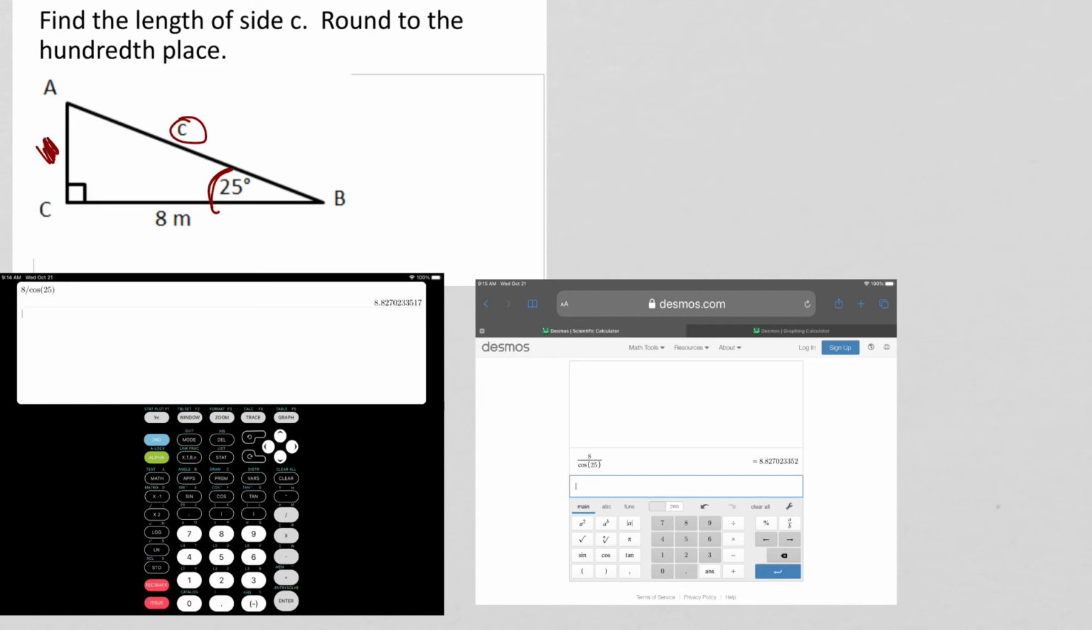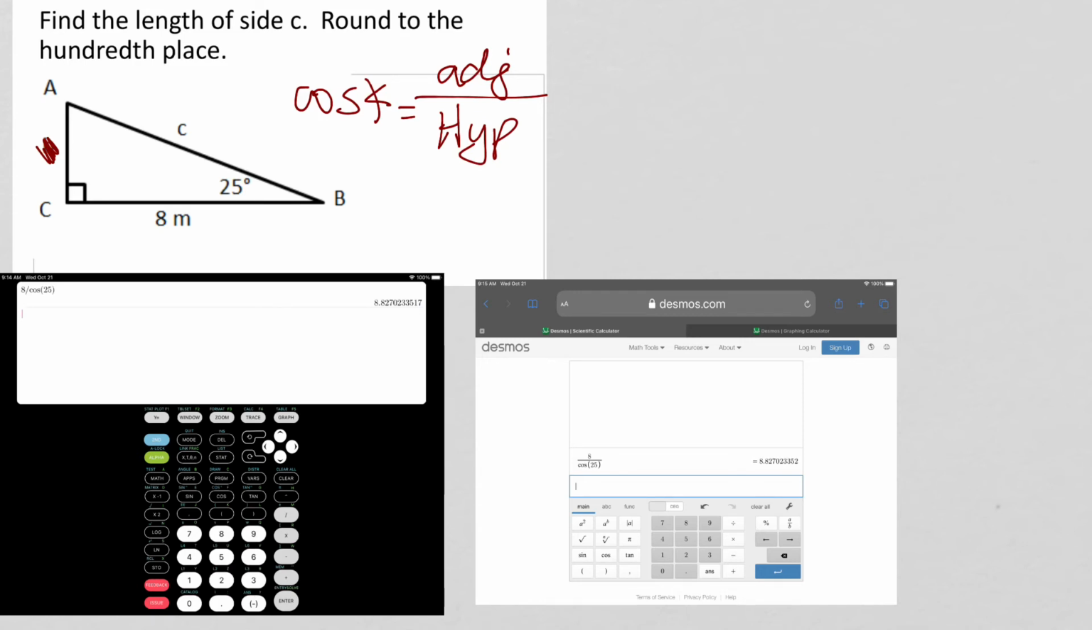So C is the hypotenuse side, so we have H. And what is the relationship of 8 to 25 degrees? That's the adjacent side. So what trig function is adjacent divided by hypotenuse? Well, that is cosine. So I'm using cosine here. So I'm going to write down the formula. Cosine of the angle equals adjacent over hypotenuse.